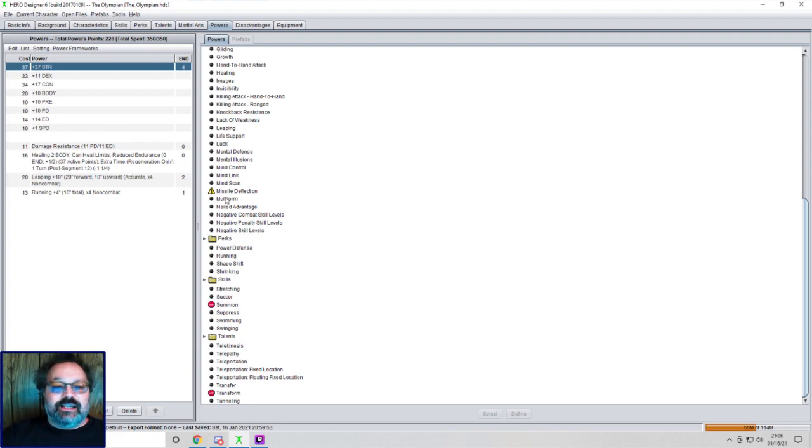So, that said, this has been a superhero character using multiform, and essentially it's building two or more characters.